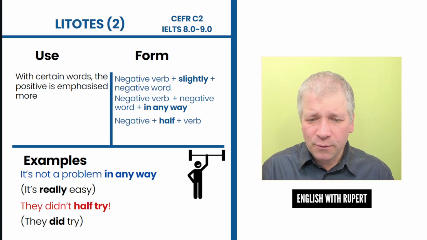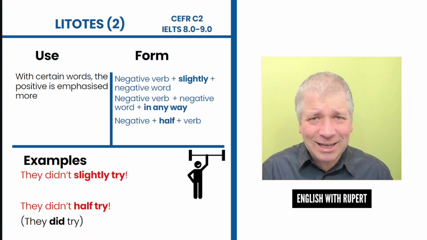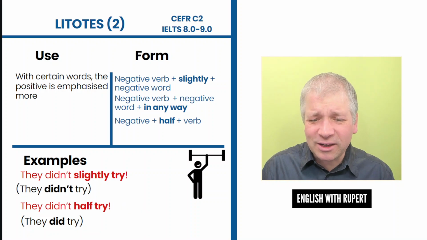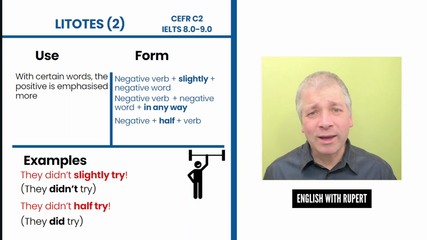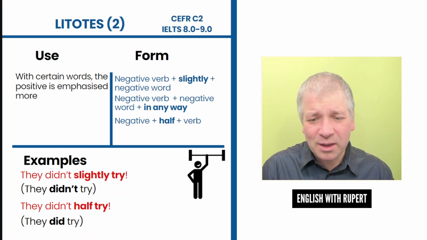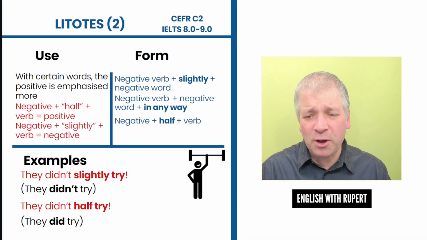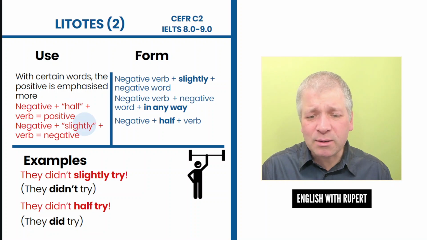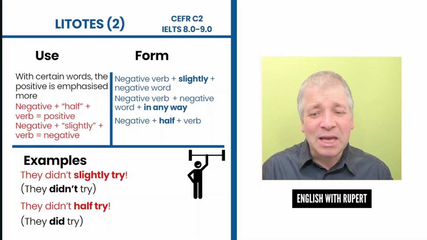You have to be slightly careful with this form though, because with other words it has the opposite meaning. For example, if you say they didn't slightly try, this time it means the opposite. It means that they didn't try at all. So slightly and half can work in different ways with different words. A negative plus half plus a verb brings out a positive, but a negative and slightly with the verb emphasizes the negative even more.